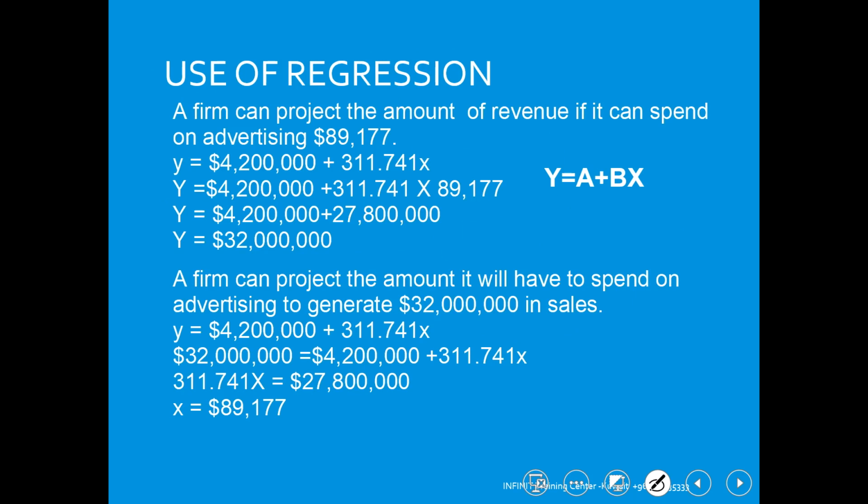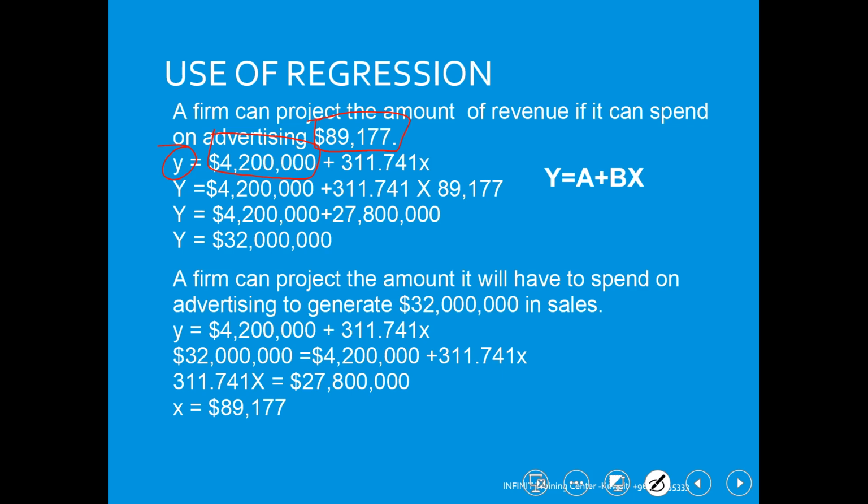So use of regression, we can see an example here. A firm can project the amount of revenue if it spends $89,177 on advertising. So you are going to spend $89,177 for the coming period. Considering this $89,177, how much sales are you going to have in the coming period? That is what we are going to find out. So here the calculation of Y is going to be 4,200,000. This is the amount of sales you will have even if there is no advertisement at all. So it is going to be 4,200,000.